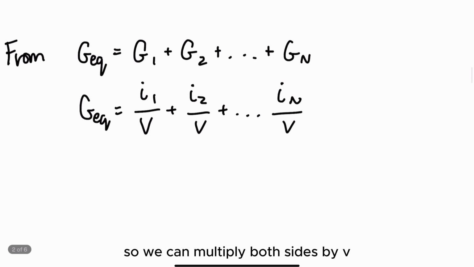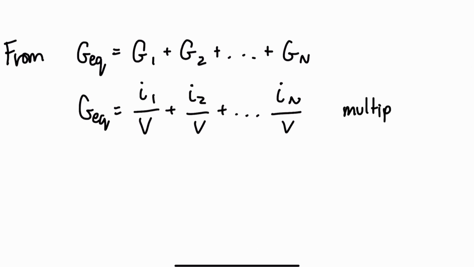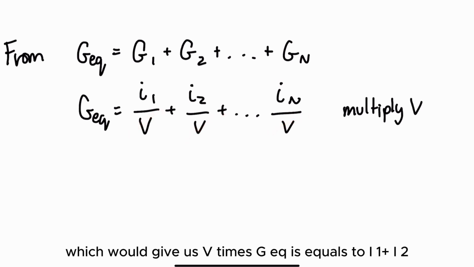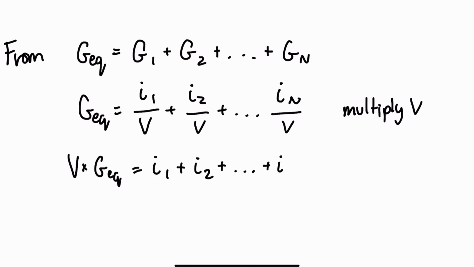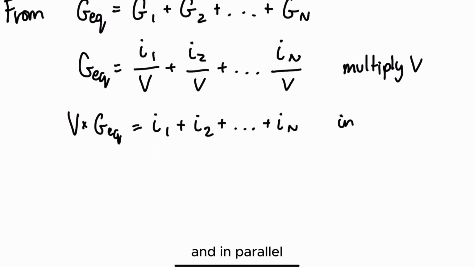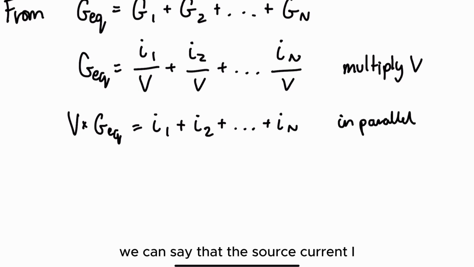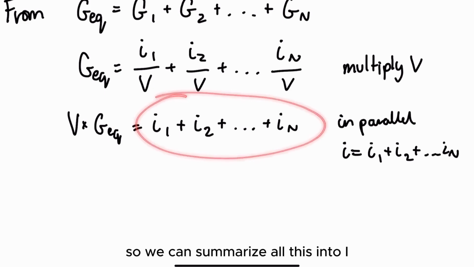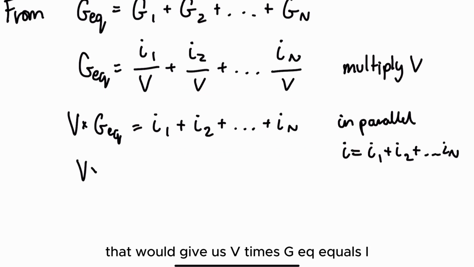So we can multiply both sides by V. That would eliminate all of these, which would give us V times Geq equals I1 plus I2 all the way to In. And in parallel, we can say that the source current I is equal to the I separated in parallel. So we can summarize all this into I. That would give us V times Geq equals I.